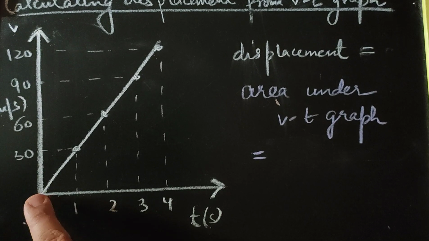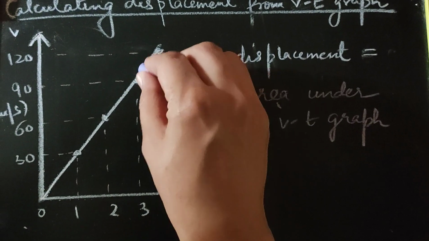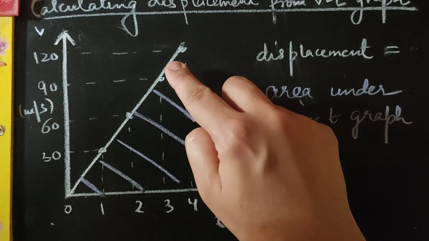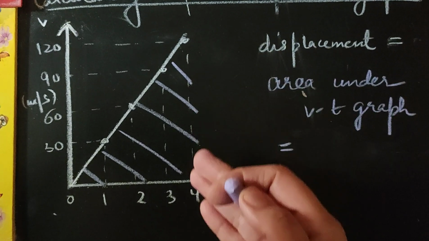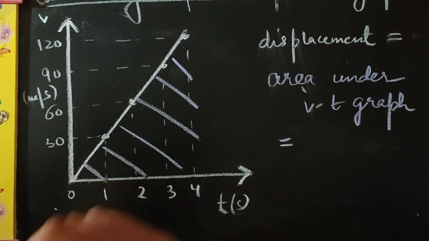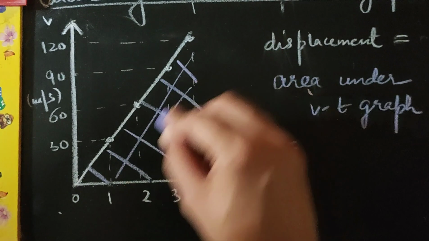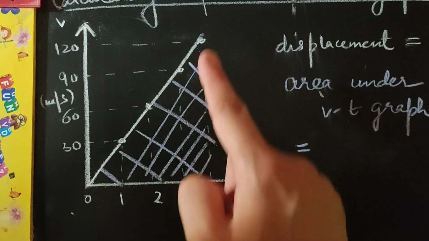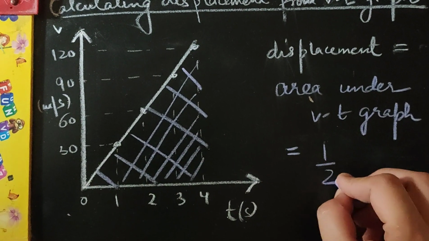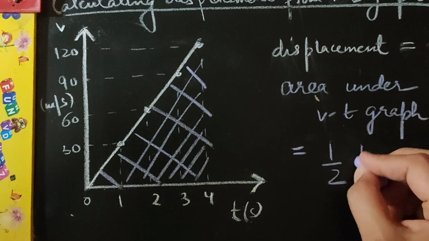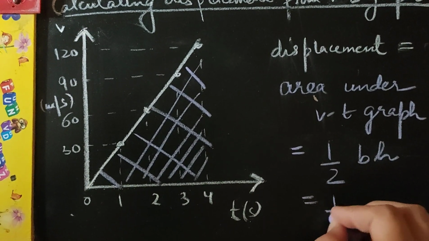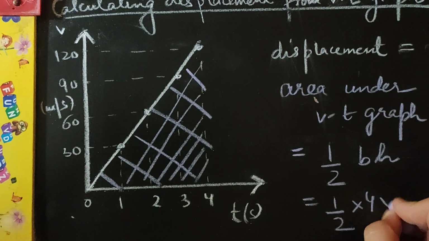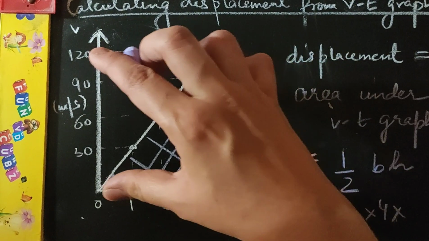Area under the graph would mean this is the line, so area under this graph would be this area. This is the line of the graph, and exactly below it, whatever is the area entrapped, that is what we are going to calculate. Now you can clearly see this area entrapped is that of a triangle. So calculating the area of this triangle, we know area of a triangle, specifically a right triangle, is half base into height. So putting the values, half, base here is 4 seconds and height here is 120 meter per second.